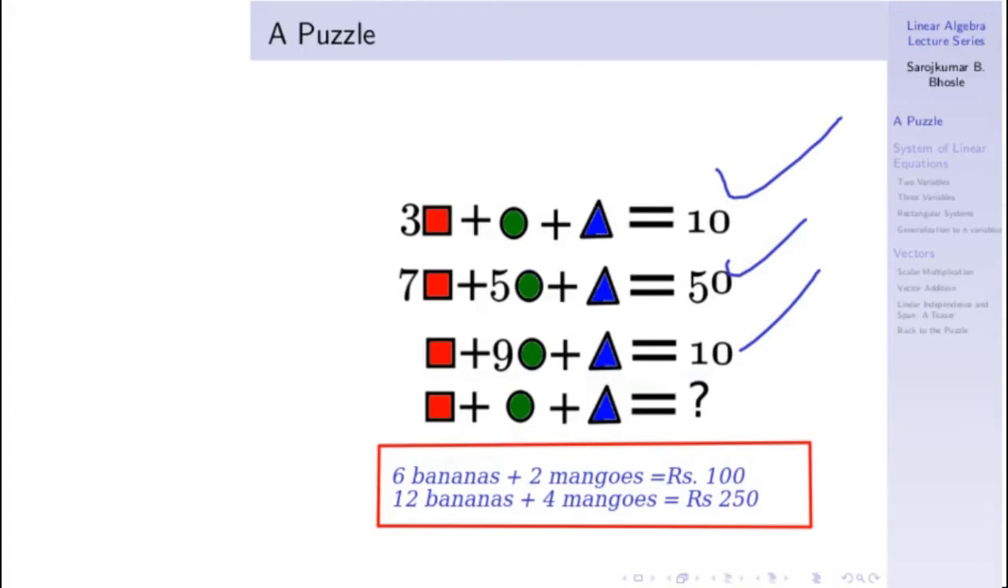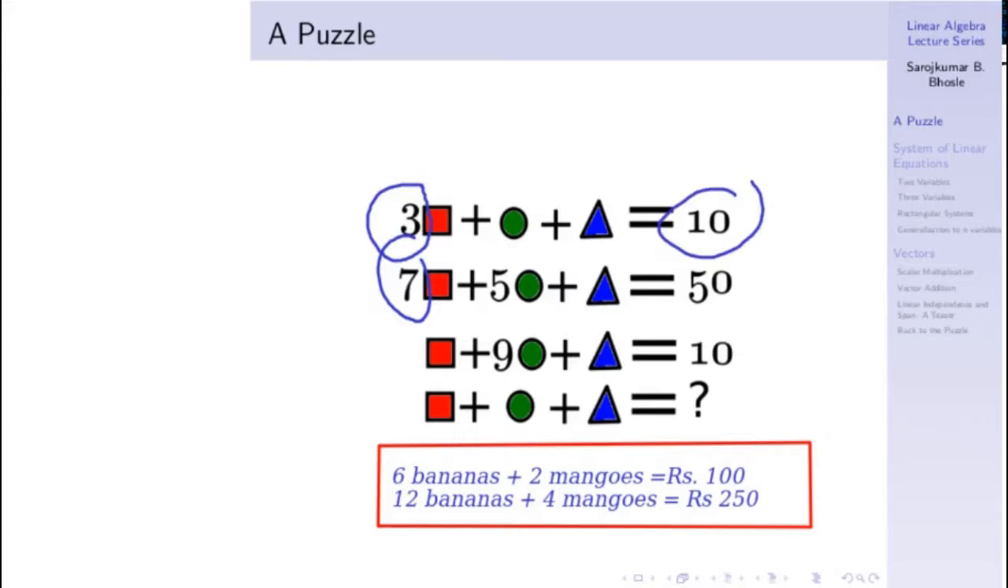Now the purpose of this course is not to study how to solve this puzzle, because solving this puzzle is not a big deal. The purpose of this course is to study the nature of this solution and how these numbers affect the solution. This is basically the purpose of this course.